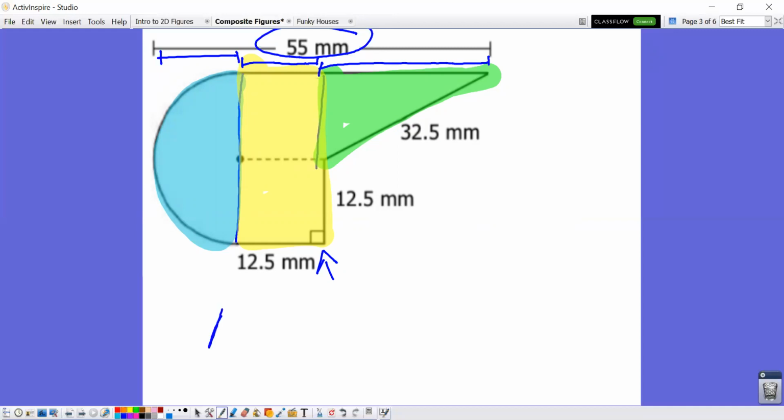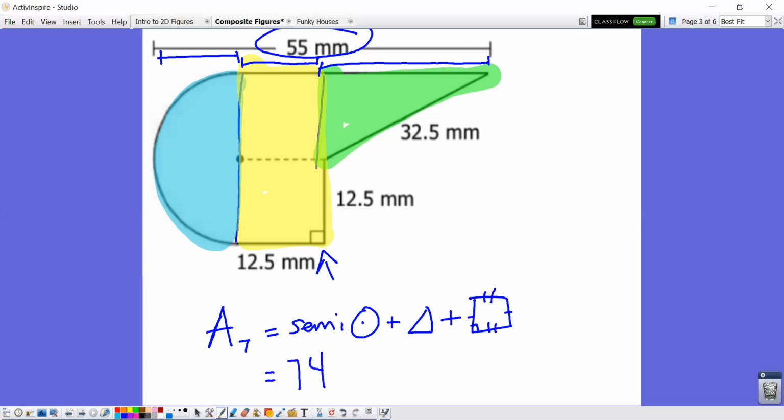Now, when we've got our total area of semicircle plus triangle plus rectangle, you should find an area of 745.3 millimeters. Remember, those are the small segments on the centimeter side of the ruler, the really tiny ones.